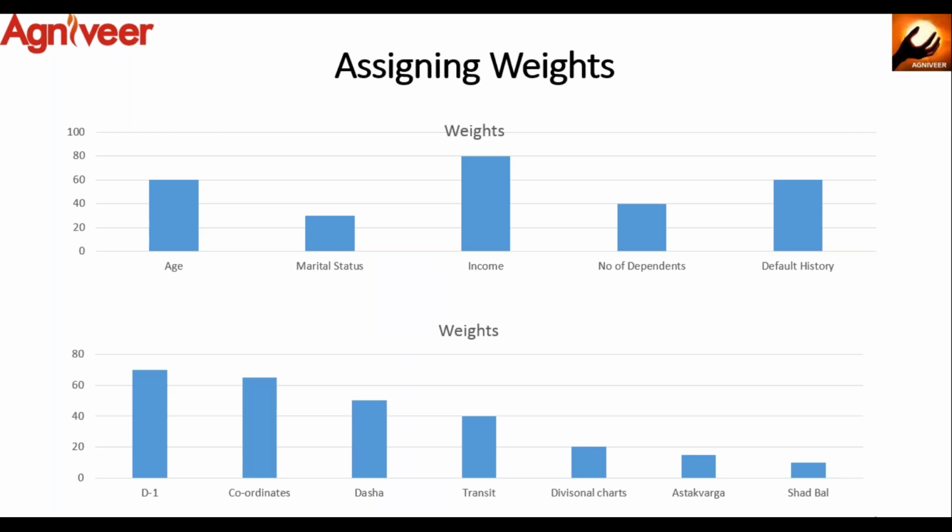The same thing goes with astrology. I need to have a certain weighting structure or weighting parameter which will help me to understand which technique or tool or variable, among all the variables that we have talked about in astrology, should be most used. So in my opinion, what I have seen is that D1 is the most contributing factor. It is most significant. It helps you to determine 70 to 80% of the things in a person's life. Coordinates are again very important. Dasha, then transit, then divisional charts.